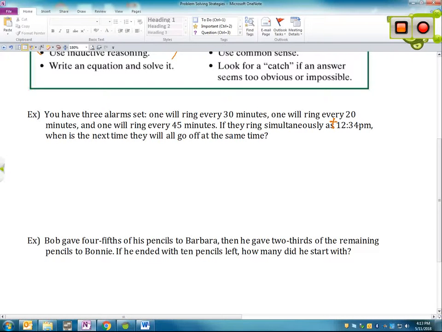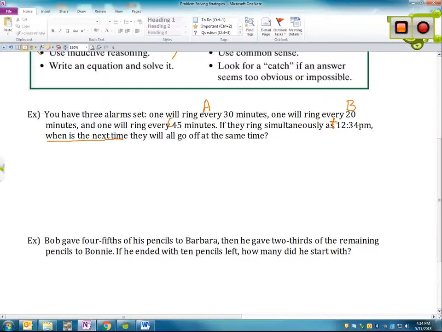So I'm going to do this by labeling my alarms. Okay, so I want to know, when will they go off? So our answer is going to be sometime. When will they go off? And the first one, I'm going to call that A. The second one that rings every 20 minutes is going to be B. And the last one every 45 minutes, I'm going to call that alarm C.